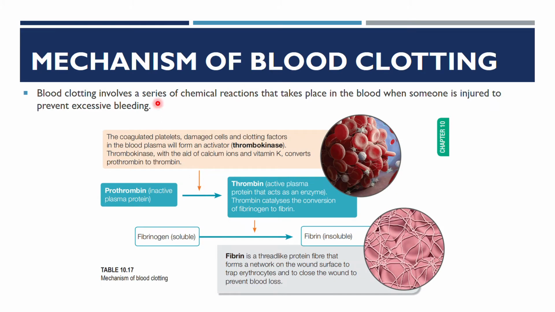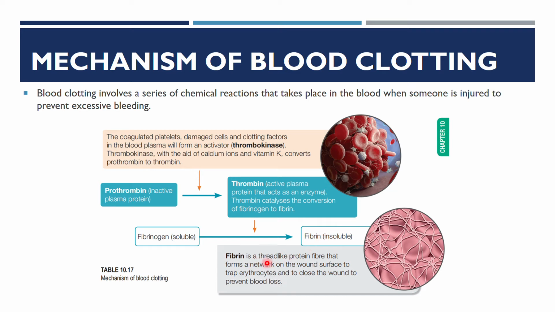So this is the mechanism of blood clotting. First, the coagulated platelets with the damaged cells, the clotting factors in the blood plasma will form an activator, and that is the thrombokinase. With the help of calcium ions and vitamin K, this will then convert prothrombin to thrombin. This enables the thrombin to catalyze the conversion of fibrinogen to fibrin, which is insoluble.